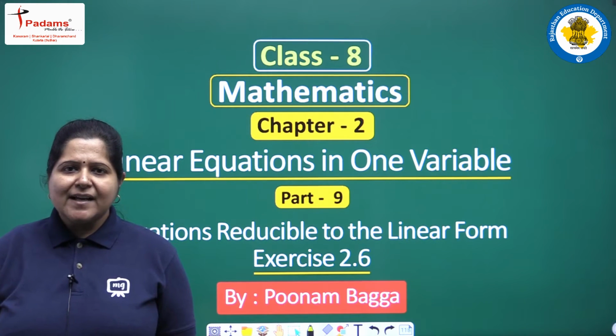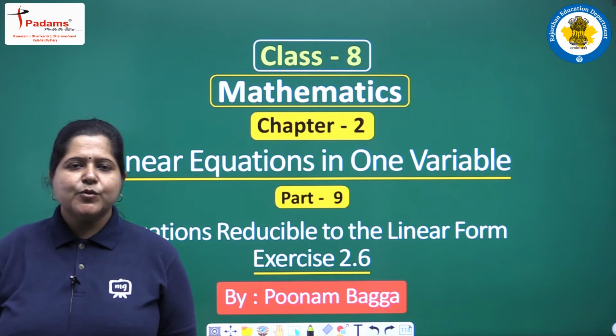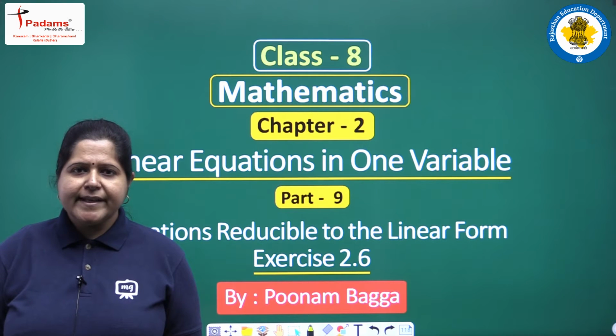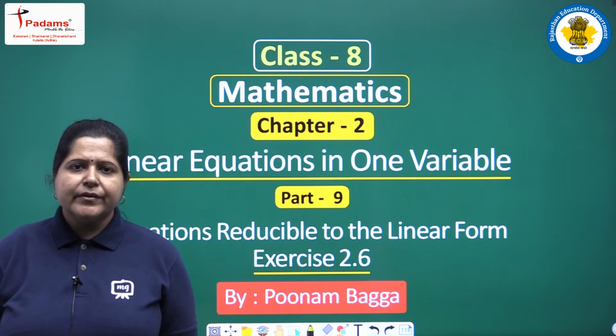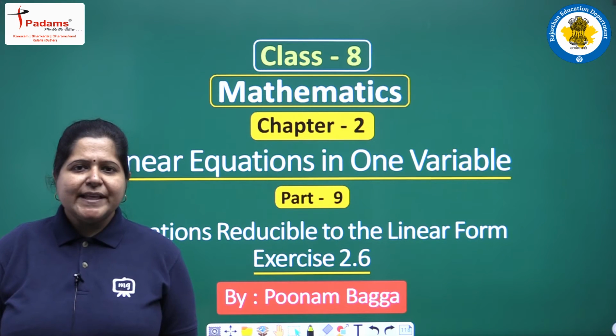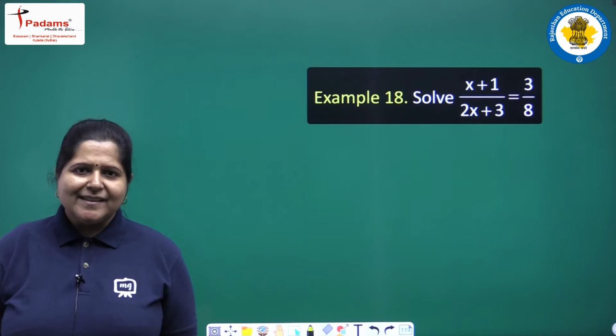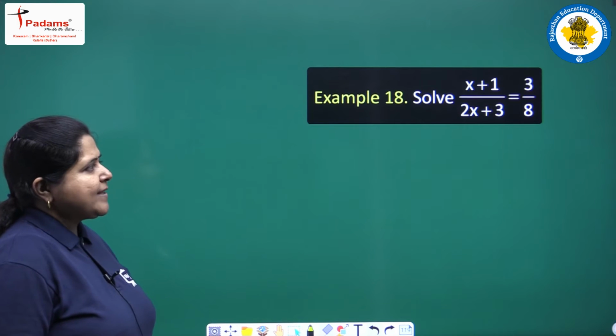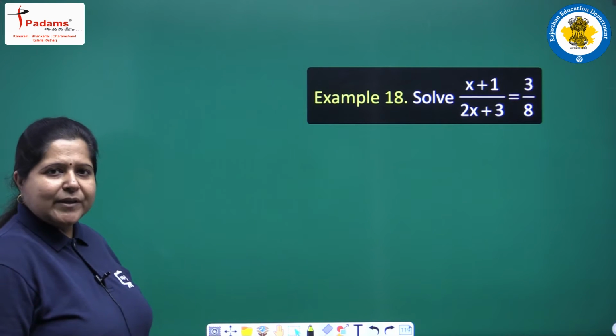In our previous class we had completed exercise 2.5. Today we will be completing exercise 2.6 involving equations reducible to the linear form, and with that we will be completing this chapter. First we take up two examples from your book. Here is example number 18. Solve (x plus 1) upon (2x plus 3) equal to 3 upon 8.